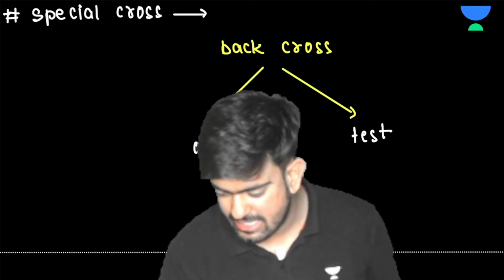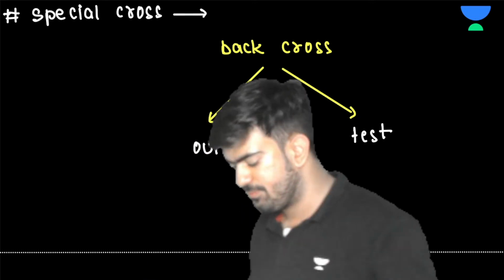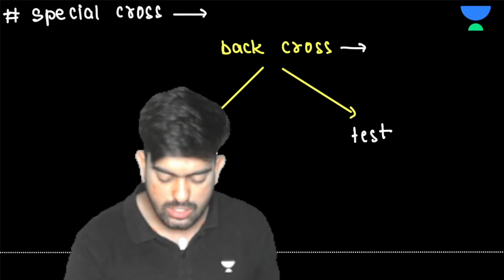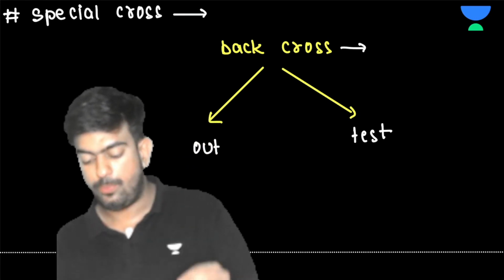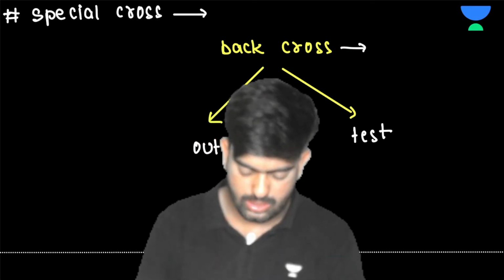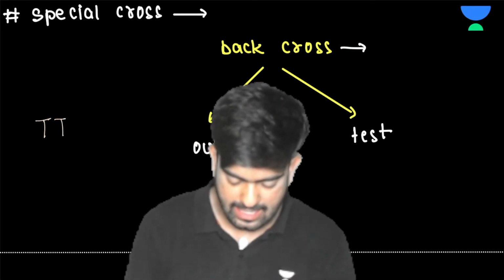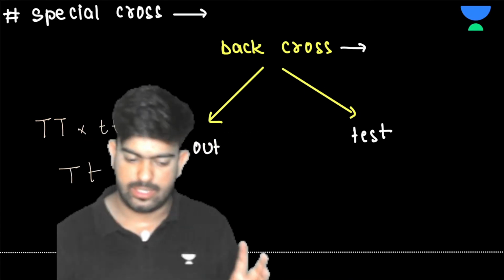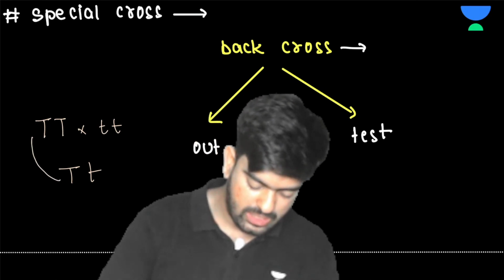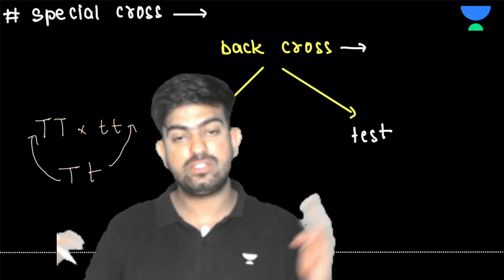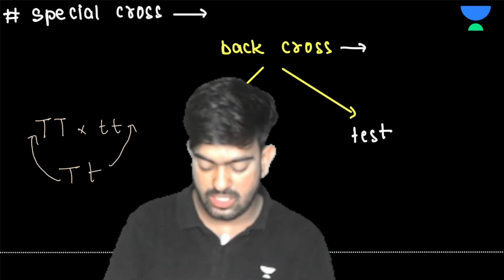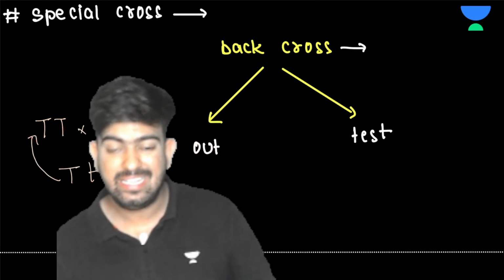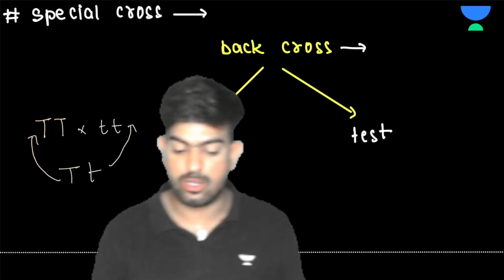So back cross basically refers to what? I'm defining the back cross. Back cross is basically a cross between parents. Suppose this was capital T and this was small t. They produced a progeny which was capital T and small t. Now if we are doing the reverse reproduction, that means crossing the progeny with the parent of the F1 generation, it will be known as back cross.